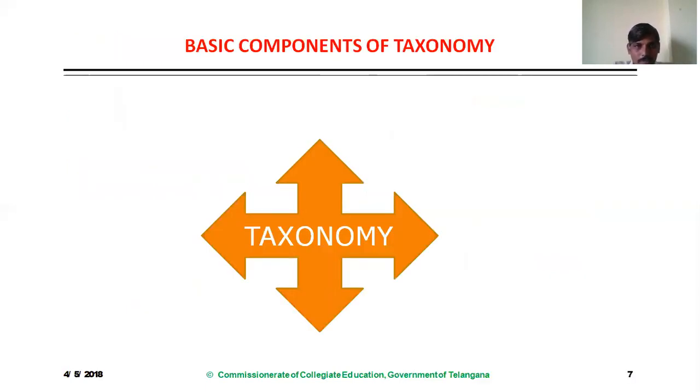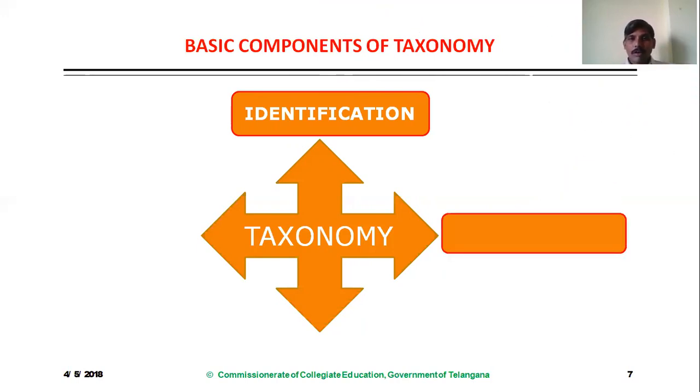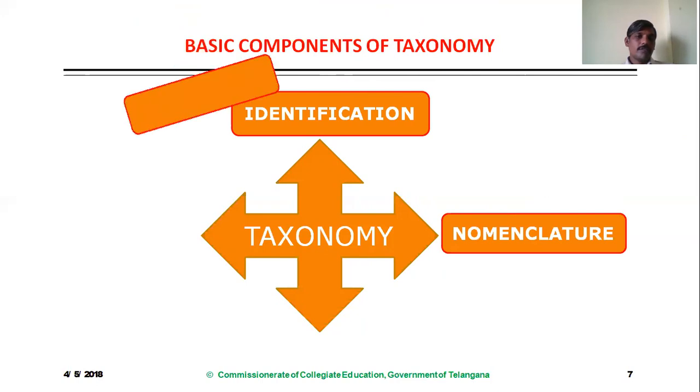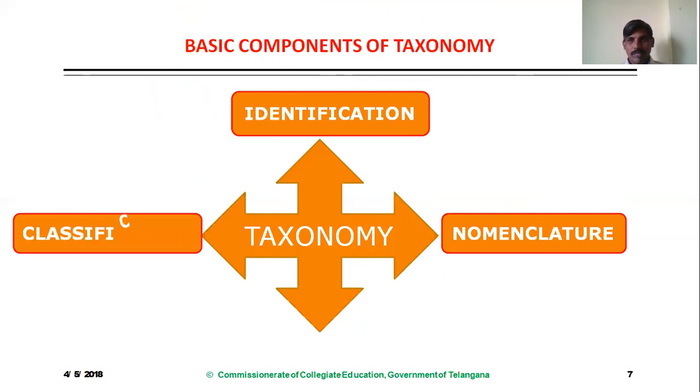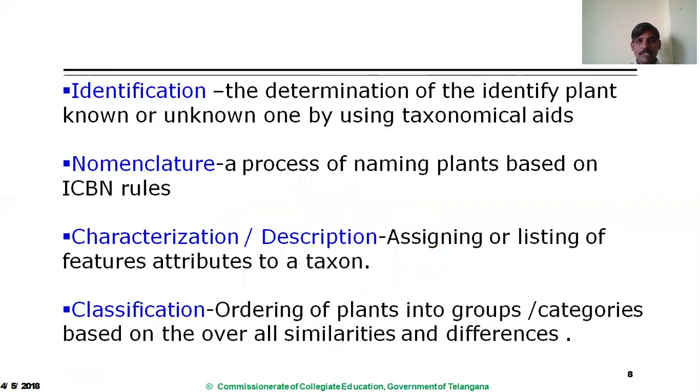So everybody knows, they studied in the earlier classes. The basic components of taxonomy: the first basic component of taxonomy is identification. Second one is nomenclature. Third one is classification. Fourth one is characterization. So these are the four basic components of plant taxonomy: identification, nomenclature, classification, characterization.